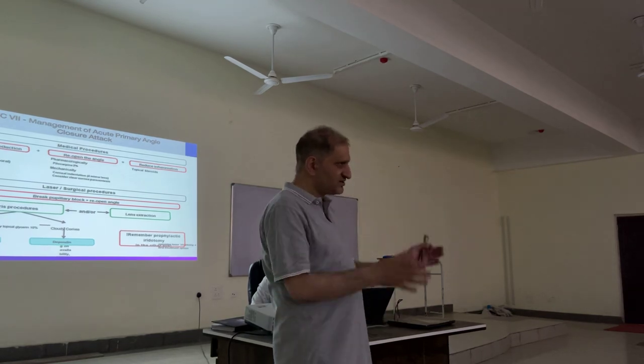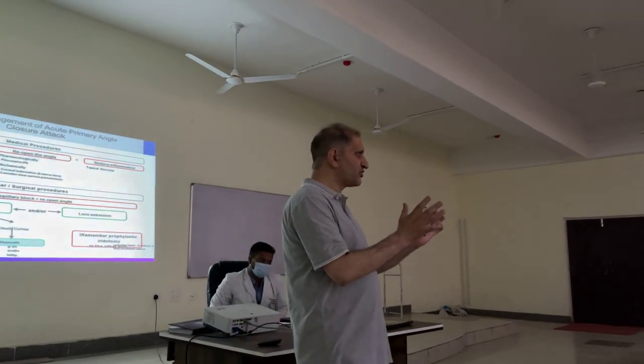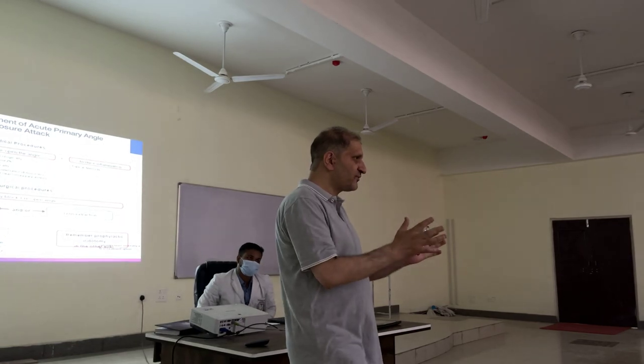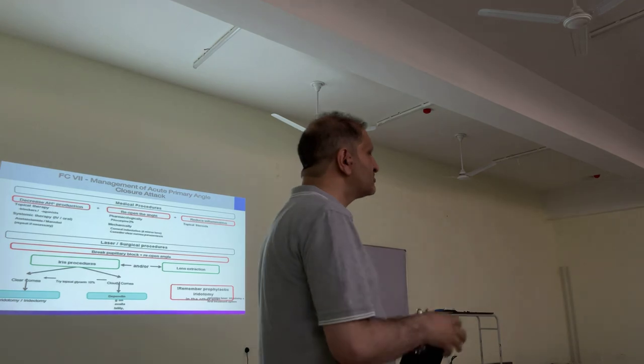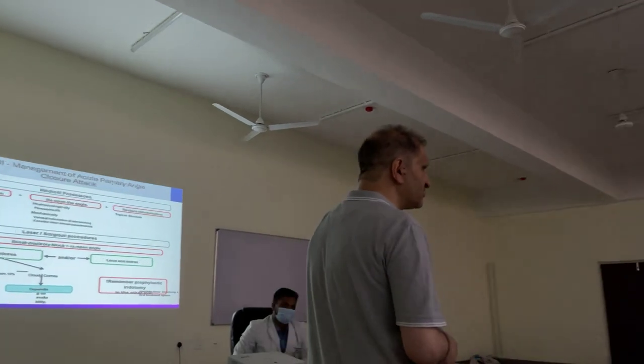So once there is an attack of acute angle closure, what will happen? Vision will drop from 6/6 to counting fingers, to PL PR. There will be redness in the eye, with peri-limbal redness. The cornea will be cloudy. You cannot see anything in the AC. IOP will be 60, 70. The pupil will be mid-dilated. So, this is an acute emergency in ophthalmology.